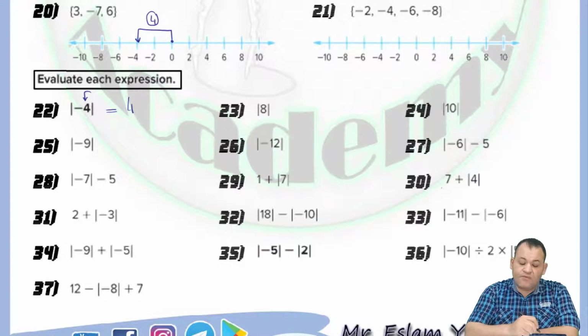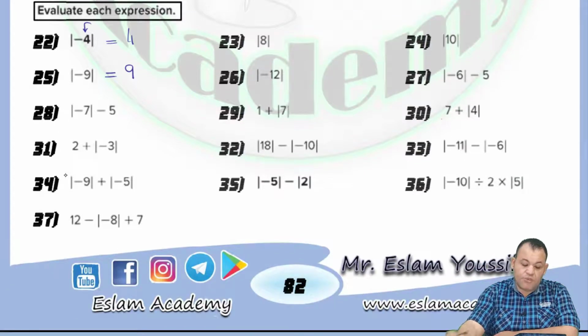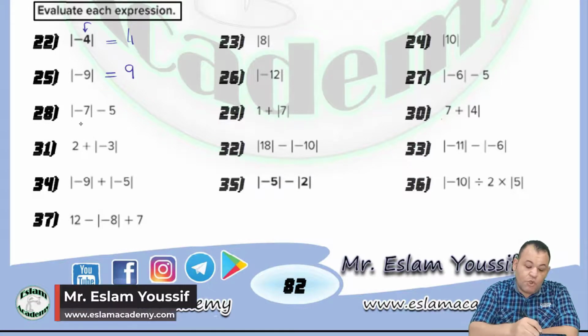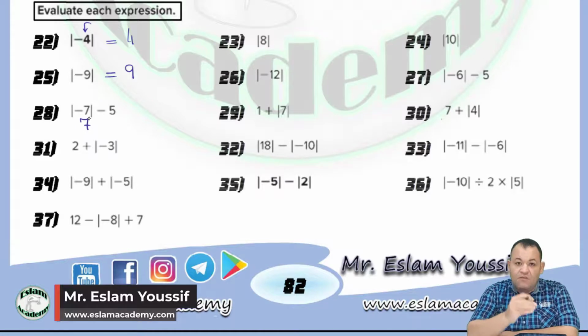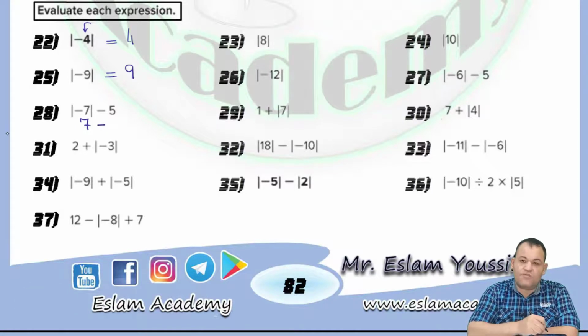So in question number 25, we need to find the absolute value of negative 9. What is the distance between 0 and negative 9? It's only 9 units. And in question number 28, we just find the value of the first number. The absolute value of negative 7, we said any number inside the absolute value will be a positive value, whether this number is positive or negative. Now we put the sign outside the absolute value. Now we have 5, 5 without anything, just write 5. So 7 minus 5 equals 2.